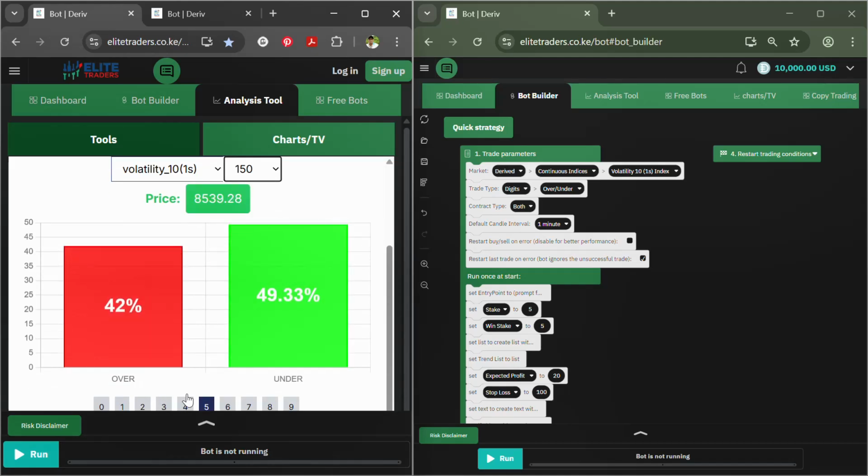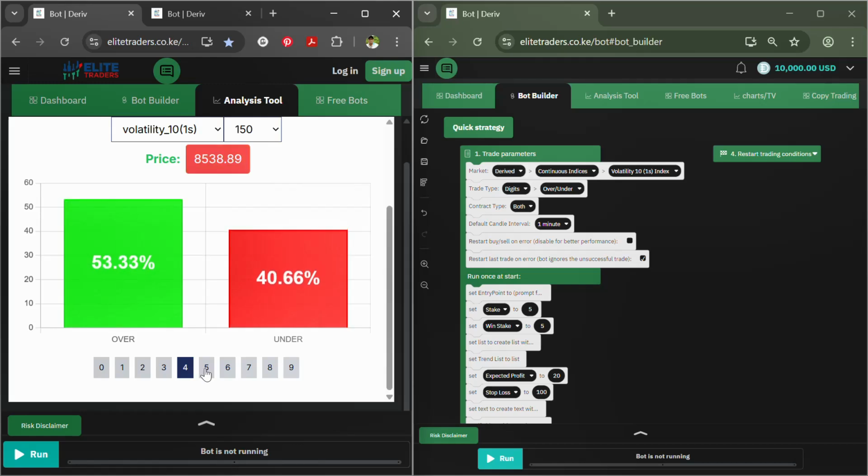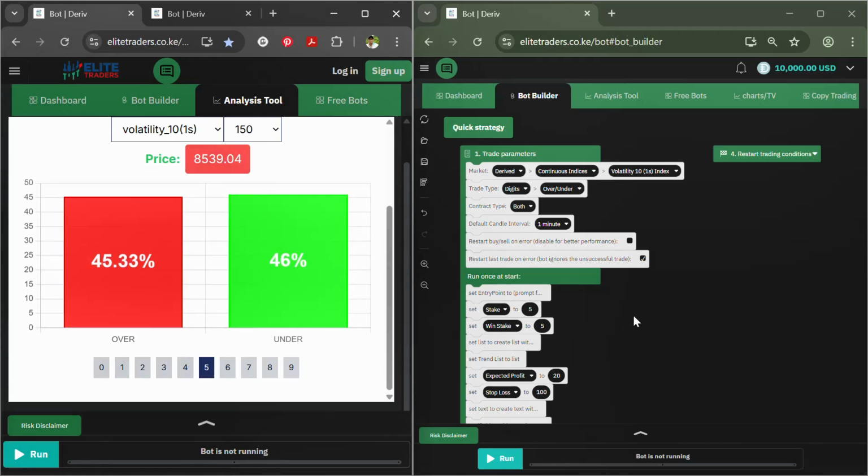The next thing we need to do is click digit 5 here, because the robot recovers with under 5 markets. When you are trading, the under 5 market is a 50-50 chance market. When you are trading in this market, the under percentage should be at least 55% and above. So we need to switch these volatilities until we find one which is 55% and above.